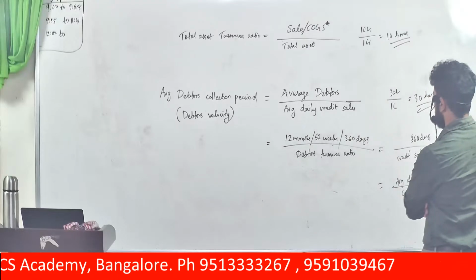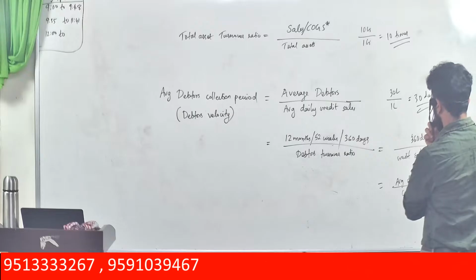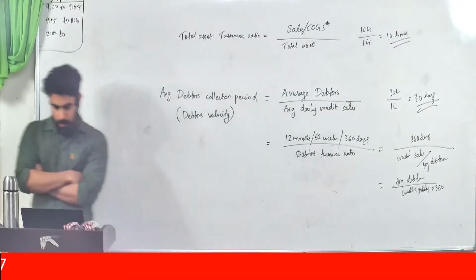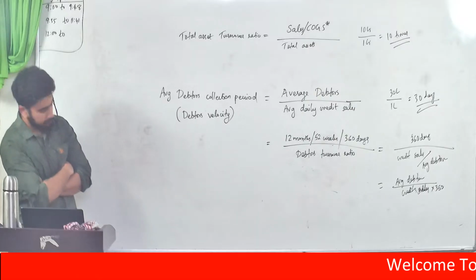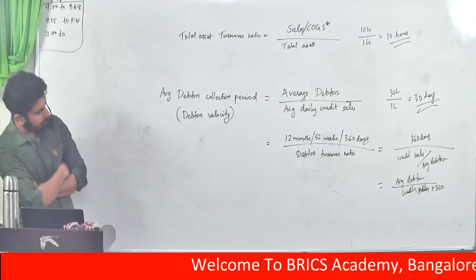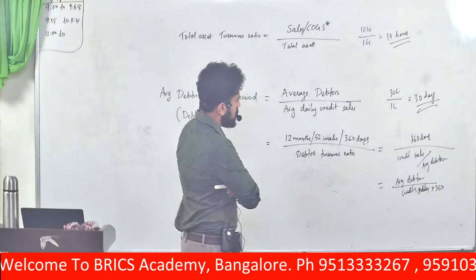This became every day, right? This is becoming the same. Debtors turnover ratio is the formula: 12 months debtors turnover ratio divided by average accounts receivable. This is average debtors, credit sales.